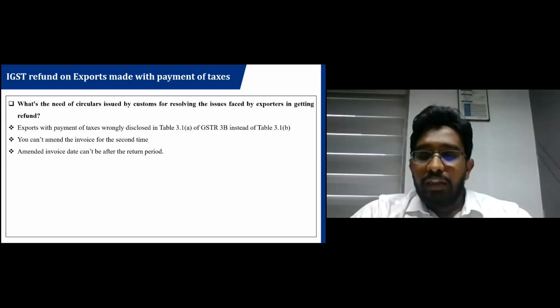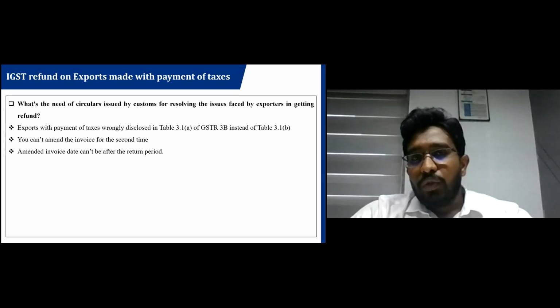On 10th or 11th July, you have filed the June month GSTR 1 and disclosed that invoice in GSTR 1. But actually what happened, the export didn't happen by that time due to unavoidable reasons at the customs port. On 15th July 2021, the export is actually made.